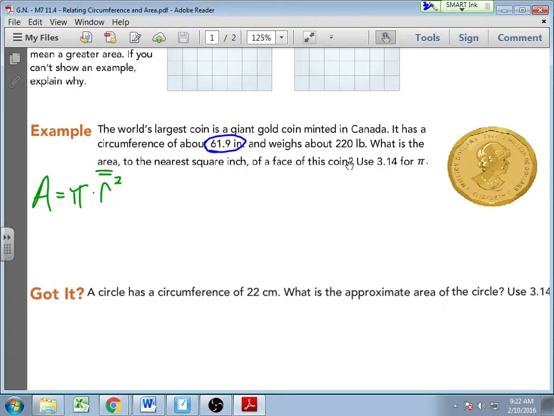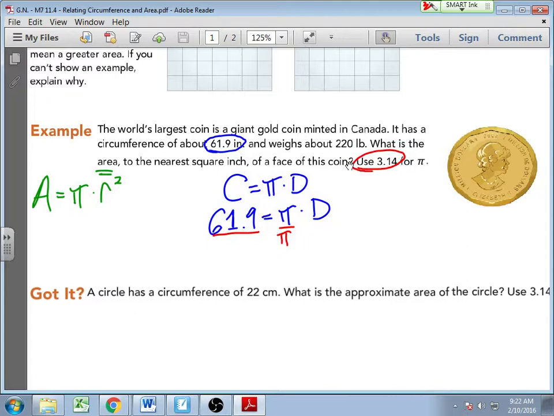So I can set up my circumference formula. I can say circumference equals pi times diameter. I know my circumference is 61.9. So exactly what Ethan said, to get my diameter by itself, all I have to do is divide by pi. Please make sure you're writing this down with me. It tells me to use 3.14 for pi, so I'm going to replace it with 3.14. That will give me my diameter of 19.7.